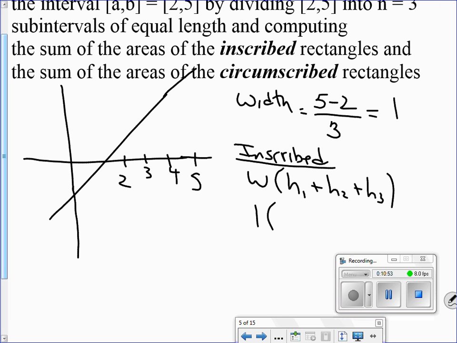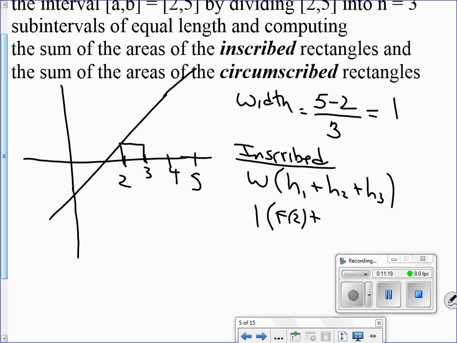For inscribed, let's see, first rectangle, the x's go from 2 to 3. Inscribed means you have to choose the smallest y value to be the height. Whose y coordinate do we want? 2. So we're going to get f of 2. We'll see what that is in a second. You choose 2 because you want it to be the smallest y value. So there's our first rectangle.